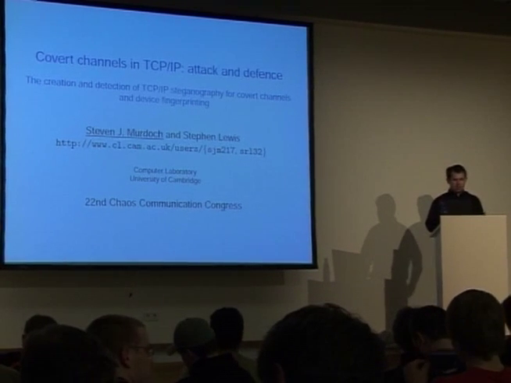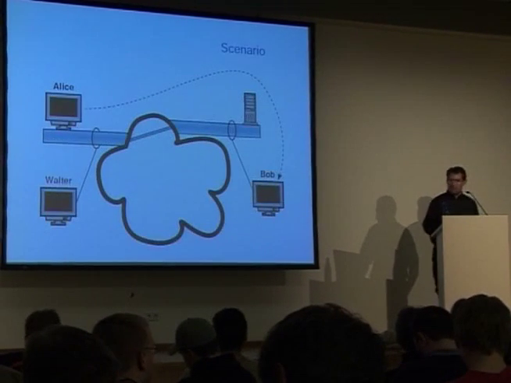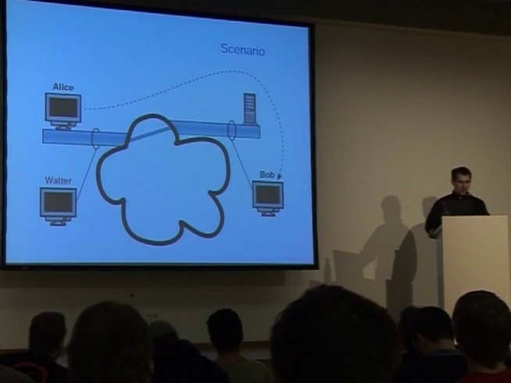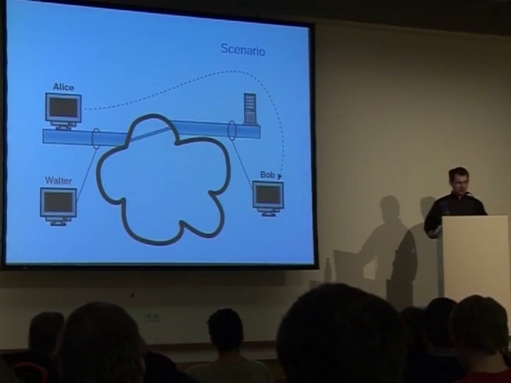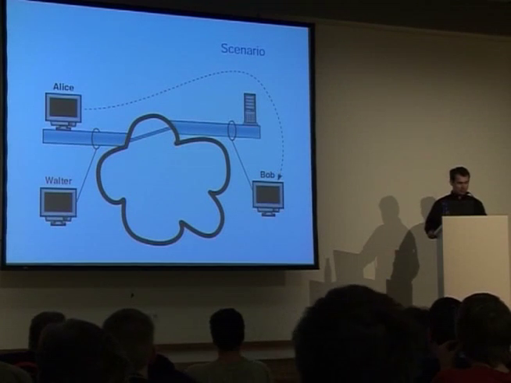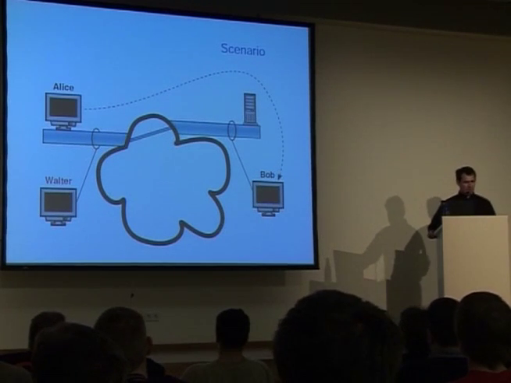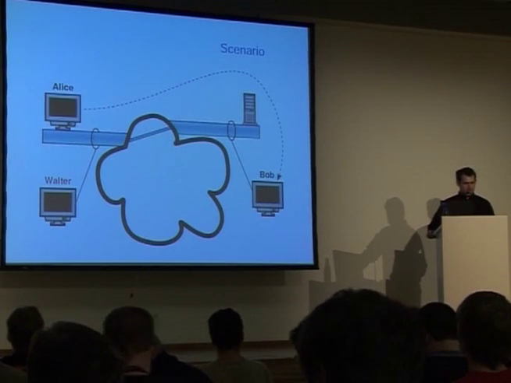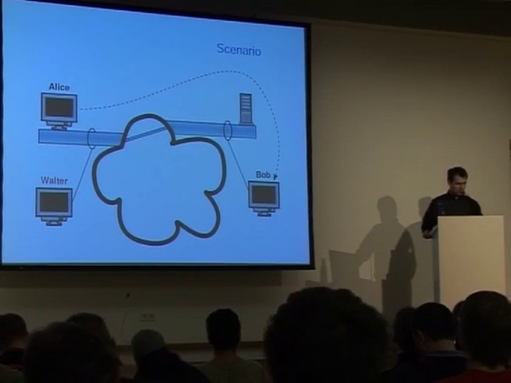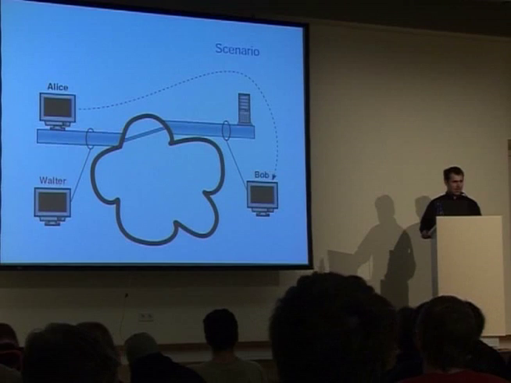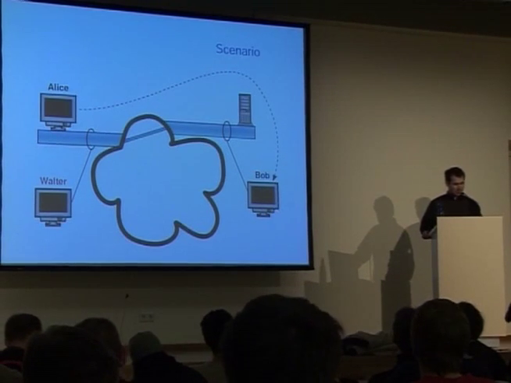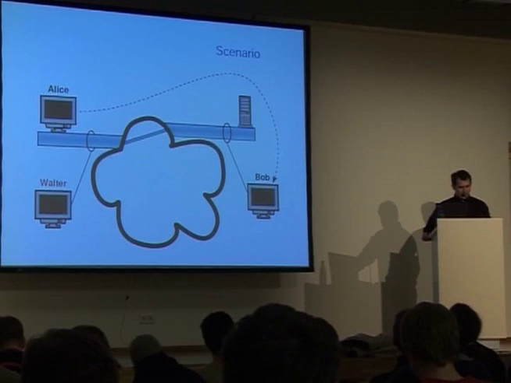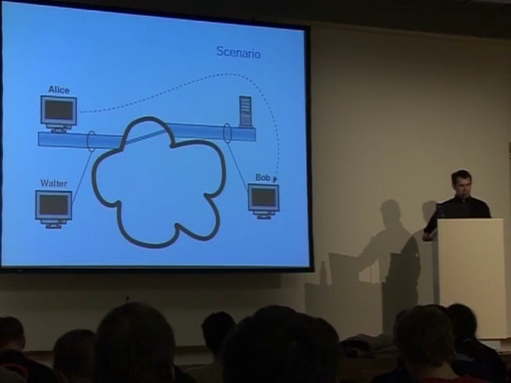So I'm going to be talking about covert channels in TCP/IP. Imagine Alice is a spy working undercover, and she wants to leak out some information to Bob. But there's a warden watching, we'll call him Walter, and he's looking at every packet that's come out of Alice's machine, and if there's anything suspicious, then it's off to the shark tank. So Alice wants to get this information to Bob without being seen.